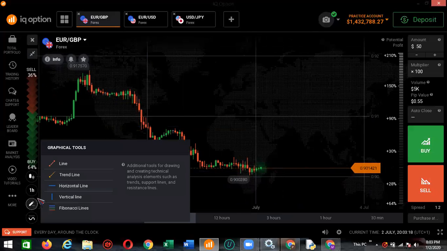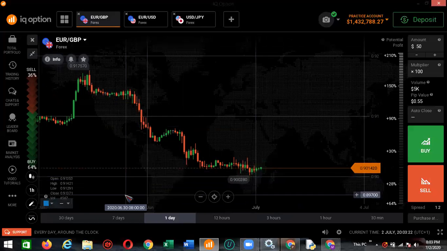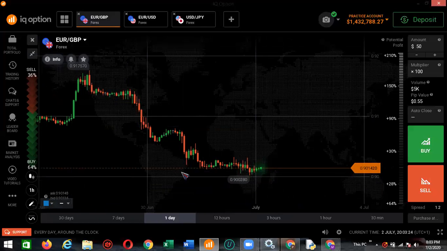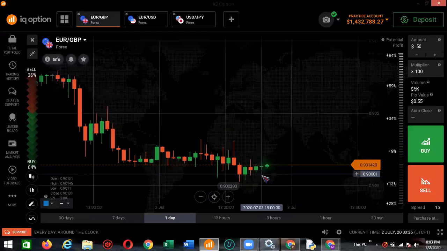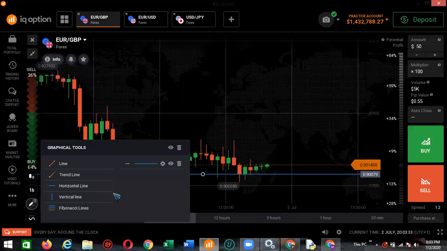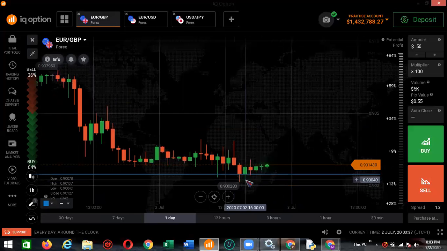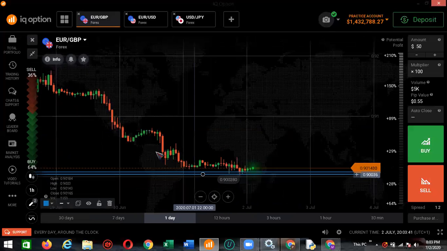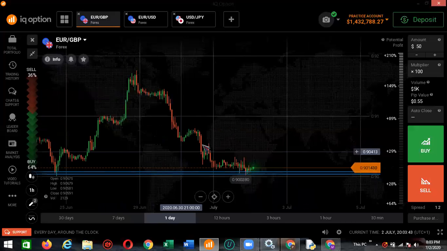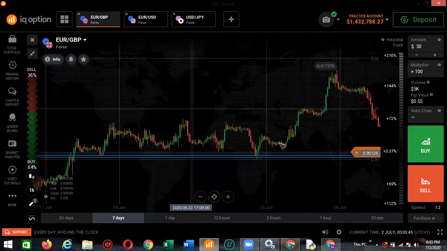So you want to draw it: click this point, go to horizontal lines, click it. Let me just change the size. Let me zoom in. This is the body. You put one line on the body and put another line on the wick. The wick is the tip. Put another one there, might put another one here. But let's check it backward. Maybe this level is a good level or not a good level.